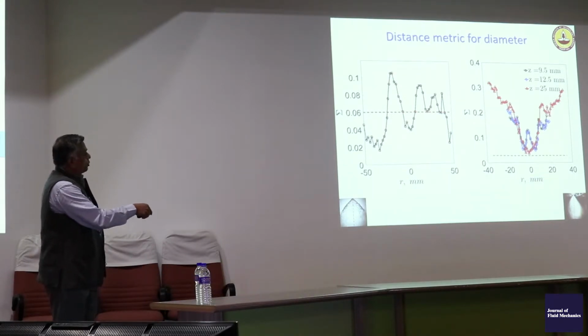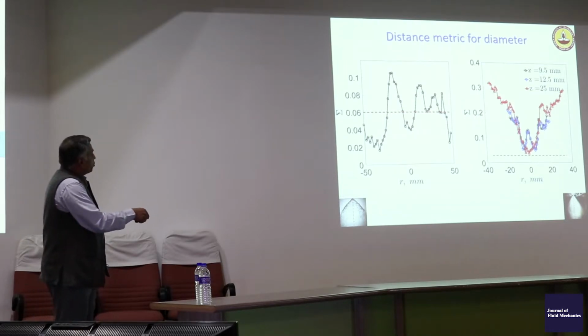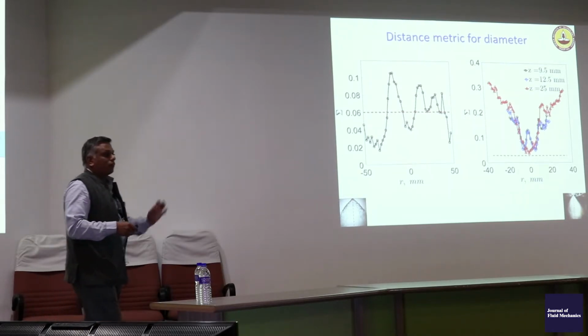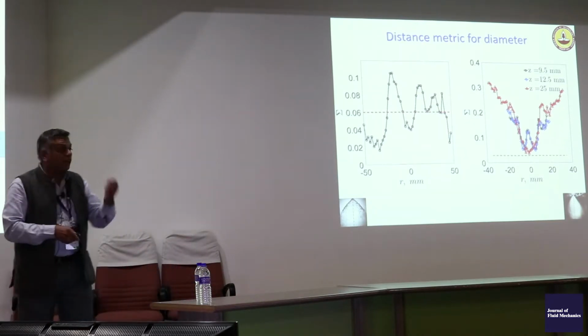And you see that there is a peak associated with a region where you have high droplet concentration in the spray. Where you have high droplet concentration, you have a departure from the 1/3 metric, meaning there is diameter lock-on.